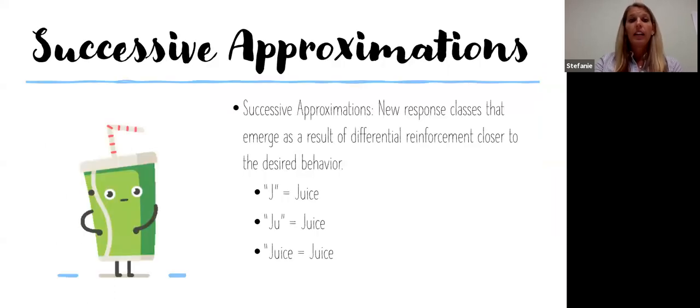So, successive approximations. These are new response classes that emerge as a result of differential reinforcement closer to the desired behavior. All this is just teasing the word apart and making it into smaller chunks. I have the example right here for juice. At first, juice might be a really hard word to say for our learner. So we're not going to start with that whole word. We're just going to start with a short echoic, and we're going to say "ja."